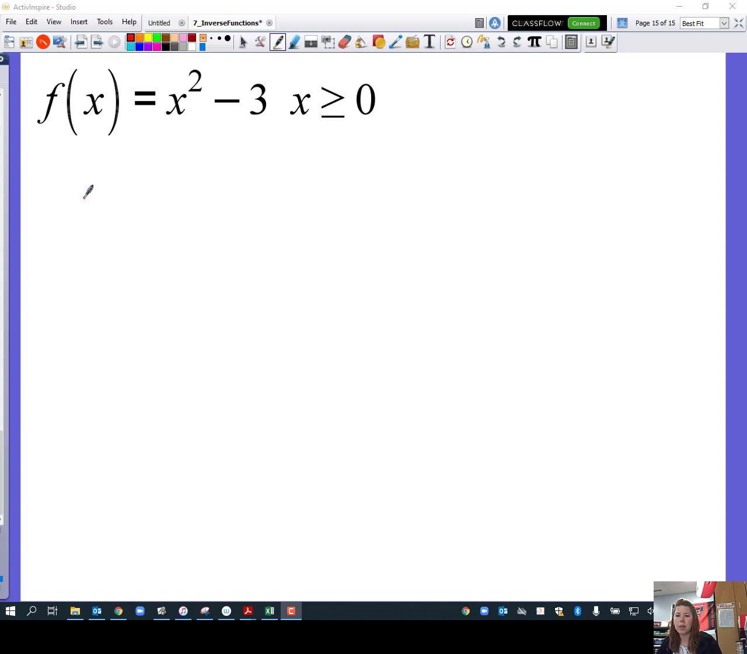Hey guys, so today we're going to look at the quadratic function and its graph and why we need restrictions on it, limiting the graph to just a portion since it's not a one-to-one function. And so here, let's look at what this graph actually looks like. I have a y-intercept of -3. We've taken that x squared graph and shifted it down 3 units.